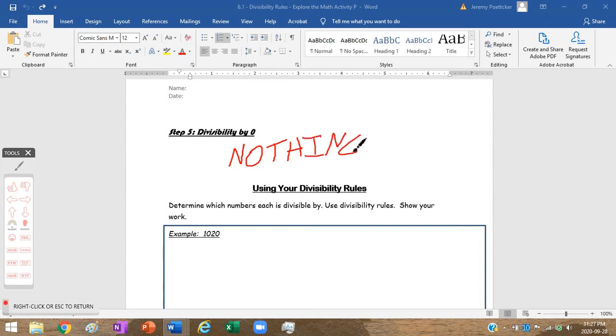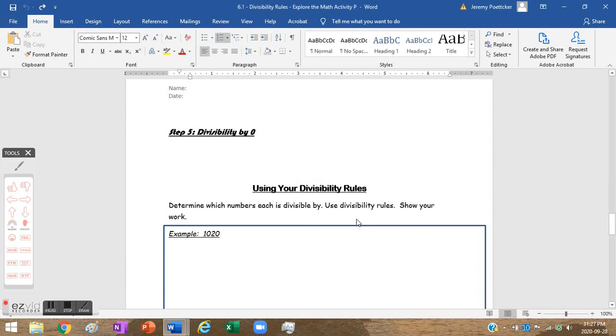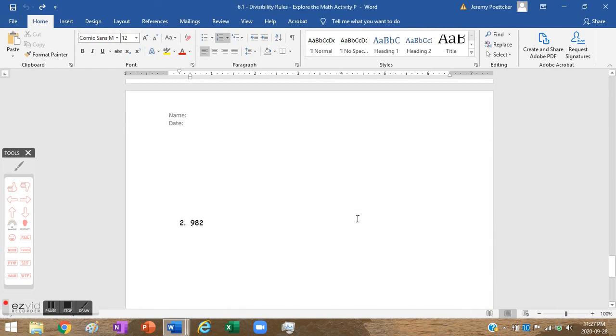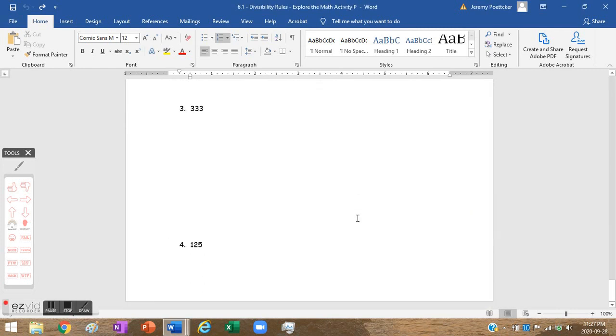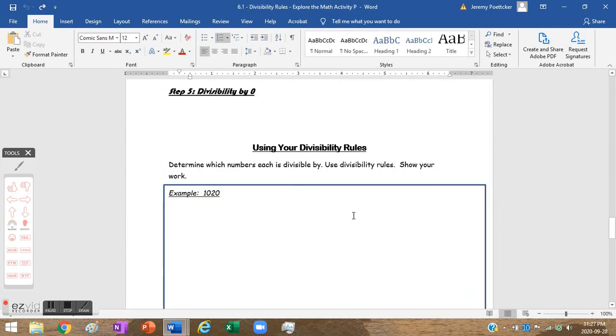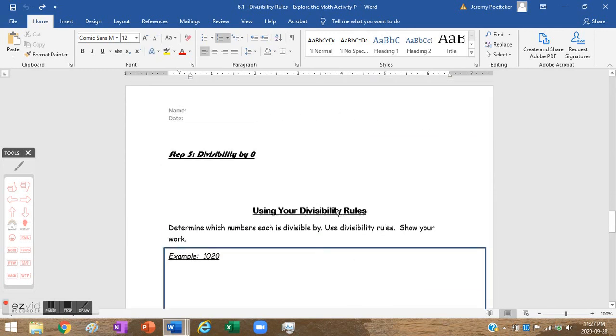All right. On the back of that page, I said to leave it free. A couple things. Divisibility by 0. You can write this in capital letters, big on the back of your page. Nothing divisible by 0. Right?